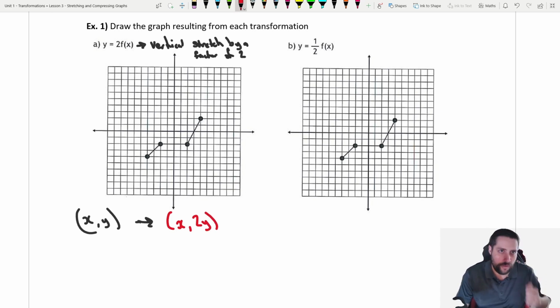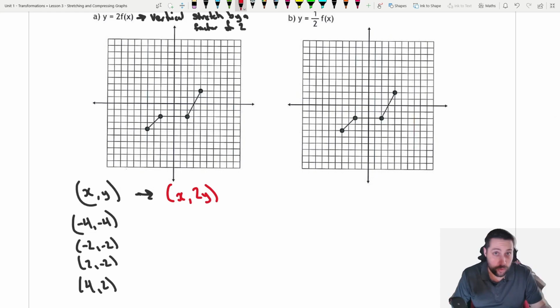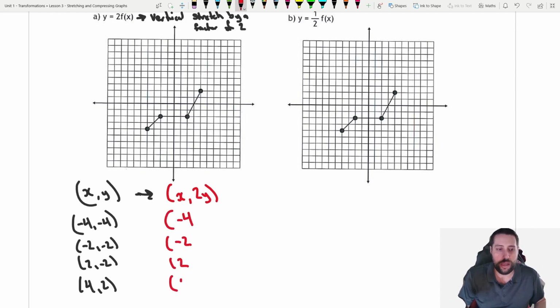So for your original points of x and y, we'll do this really quick. Okay, so those are the points from the original function. What we're going to do now is stretch all those y values by 2. So our x's will remain the same: -4, -2, 2, and 4. But we're going to multiply all the y values by 2. So now instead of it being at -4, it's going to be at -8, -4, -4 again, and then +4.